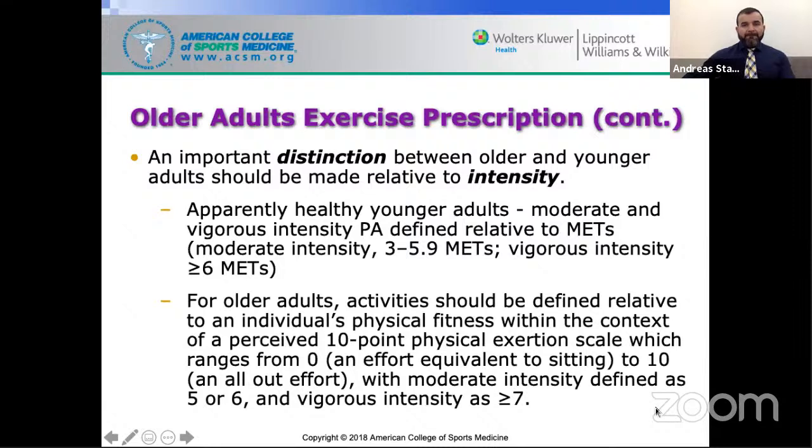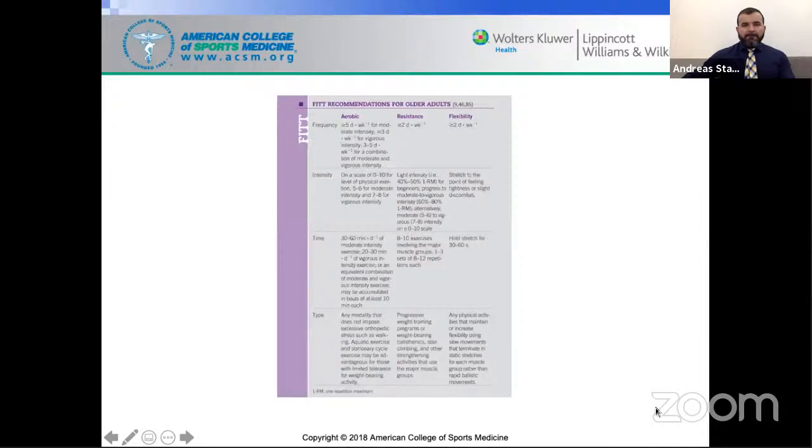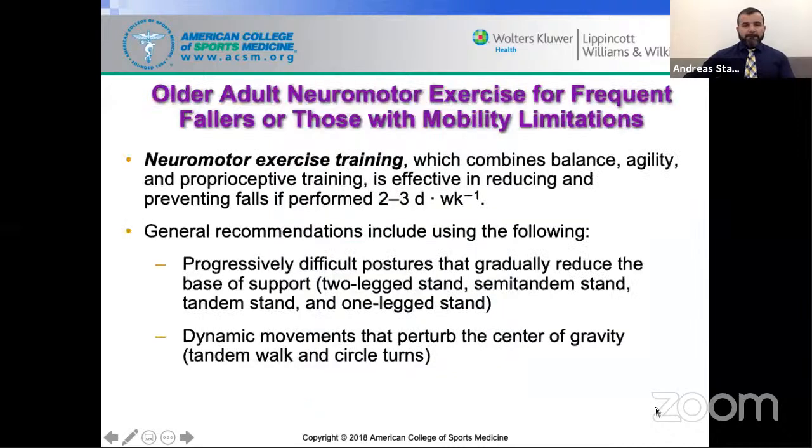Here, concerning intensity, when we're talking about healthy younger adults, we use METs, right? For older adults, it has been proven that it may be better to use a point system from 0 to 10, right? And 5 to 6 is moderate intensity. This is a table that includes everything that has to do with aerobic, resistance and flexibility that you should know. That's the way you should start when you are training an older adult.